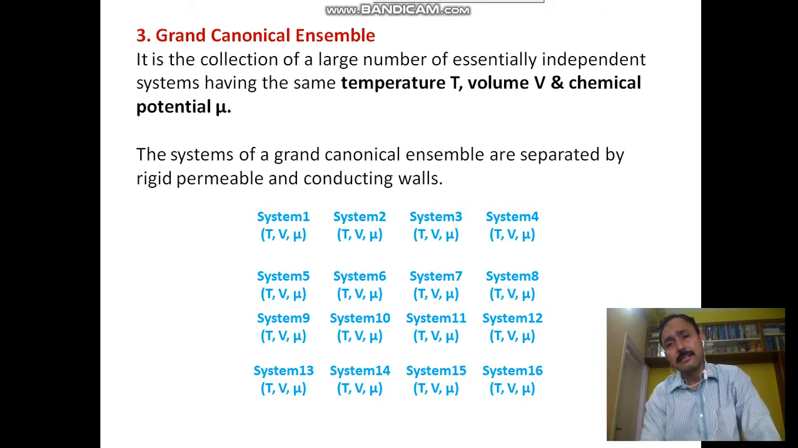If the physical systems exchange both energy and matter with each other, the corresponding ensemble is called a grand canonical ensemble. The walls are rigid, permeable and conducting, which is why they will exchange both energy and matter. So this is the grand canonical ensemble. In a nutshell, these are all the types of ensembles.